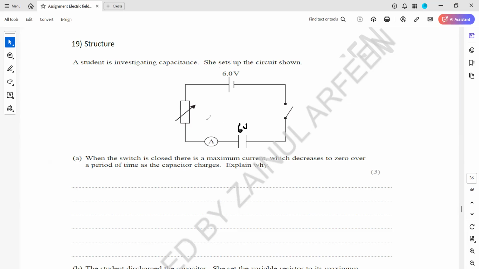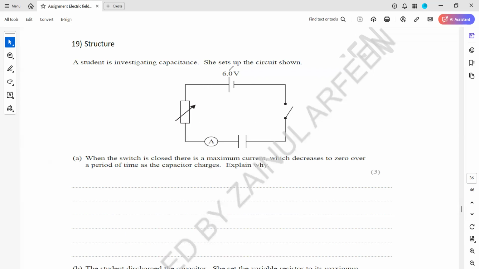It will not be like 6 volts here and 0 volts here. That will be wrong. There will be some voltage. Because it cannot have all 6, as there's a variable resistor as well. So this will have maybe 5.9 or 5, then the remaining 1 volt will be across the resistor, even once it is fully charged.